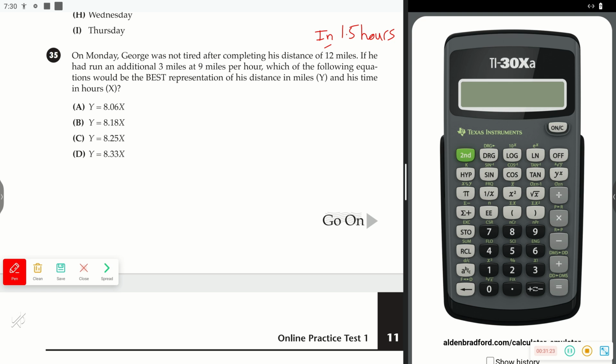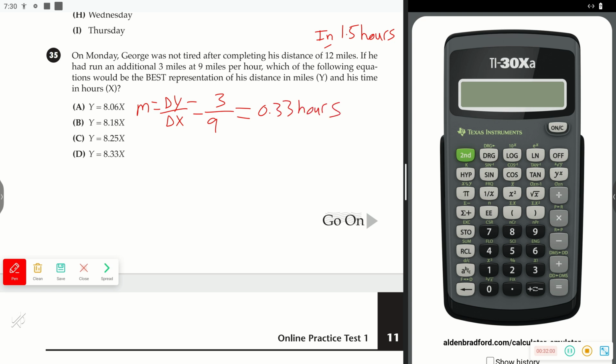So first we have to figure out what was the time that it took to run 3 miles at 9 miles per hour. So for this one, our slope, which is usually change in y divided by change in x, in this case, it's going to be distance over time. So we actually have 3 miles at 9 miles per hour, and that's actually going to give us time. So that's going to be 0.33 hours.